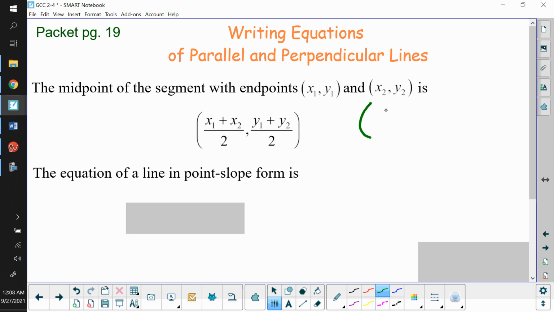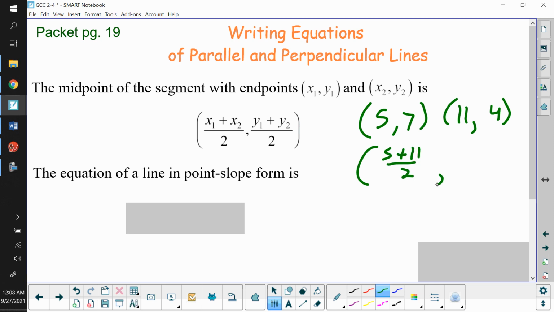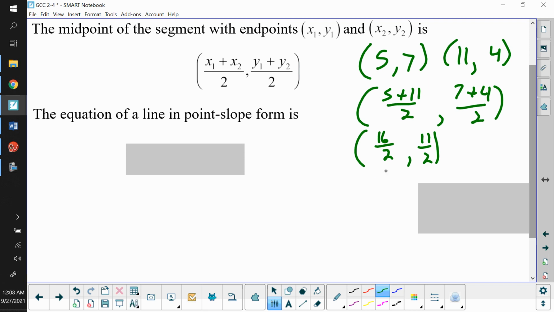So just to give you an example, let's say we had 5, 7, and we had 11, 4. So we would add the x's, 5 plus 11, and put it over 2, comma, because it's a point. We would add the y's, 7 plus 4, and put it over 2. Well, 5 and 11 is 16 over 2. 7 and 4 is 11 over 2. 16 divided by 2 would be 8. And then 11 over 2 doesn't divide evenly. So you could either leave it as 11 over 2, or you could also write that as 8 comma 5.5.